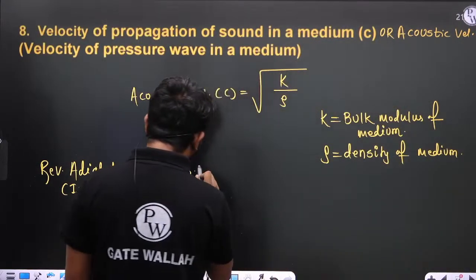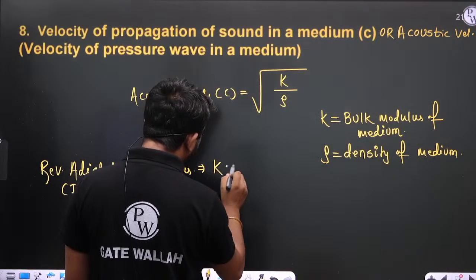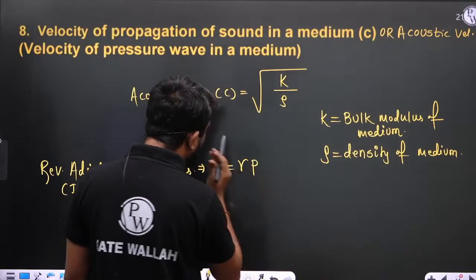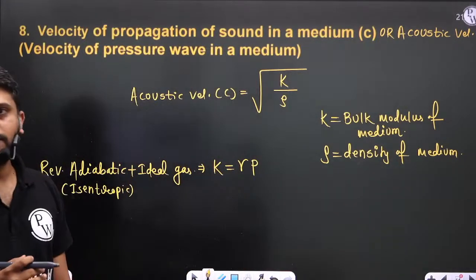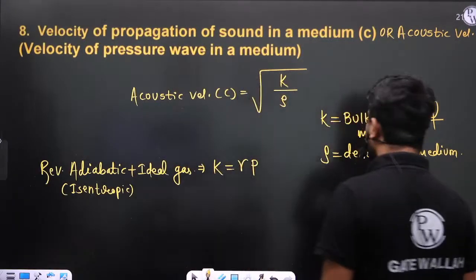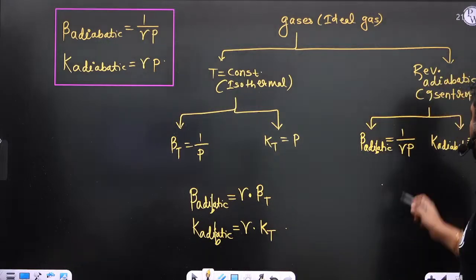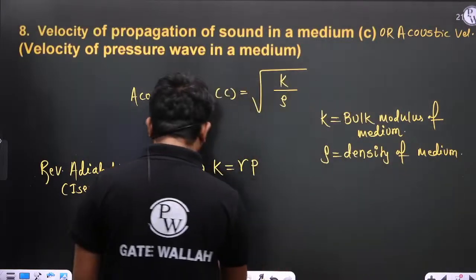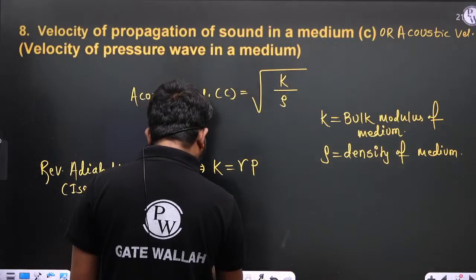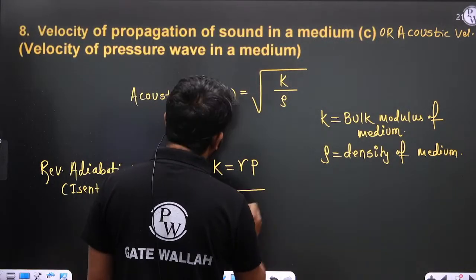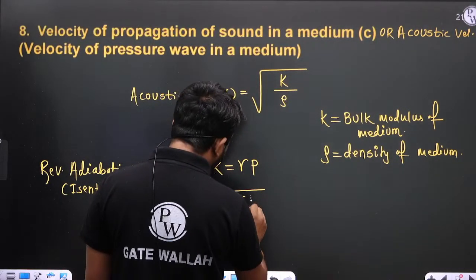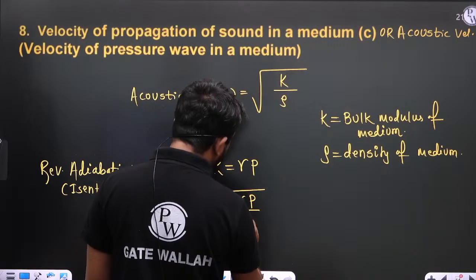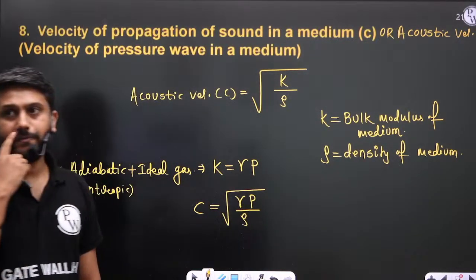So we can write that K is equal to gamma times P. We already discussed this. K is equal to gamma times P. Right? So in that particular case we can write that acoustic velocity is equal to root over gamma P by rho.